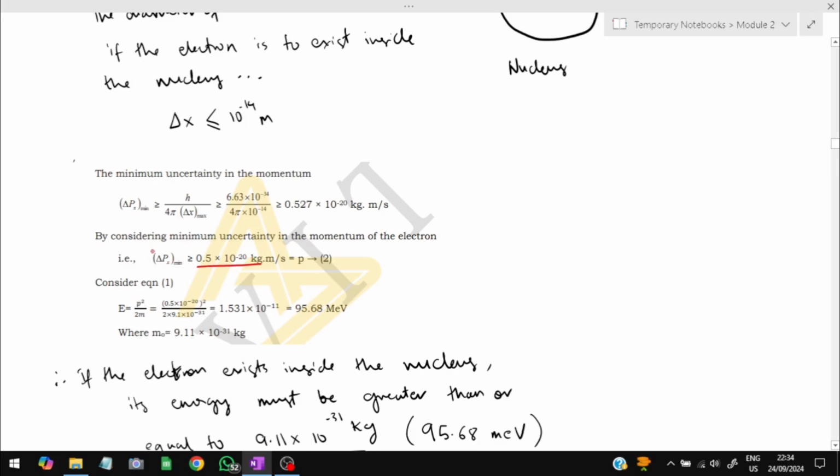Minimum uncertainty should be greater than this. Then equation 1 will become E = P²/2m, which is the energy equation. If we substitute the value of P and 2m here, we have obtained the value of m in the first equation and a value of P in the second equation. So if we substitute those values, we will get the mass of the electron, which is 9.11 × 10^-31 kg. Okay, so this is the mass we have got.